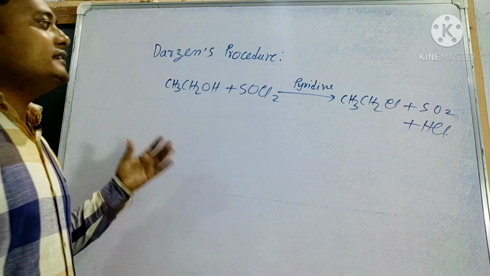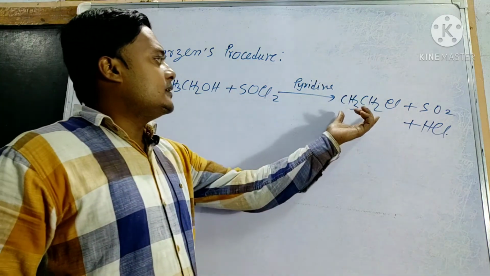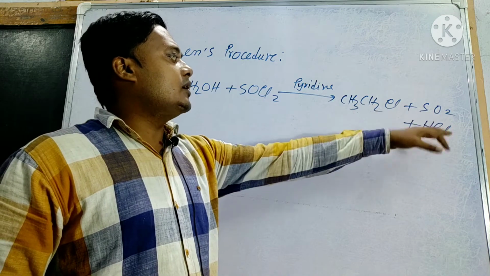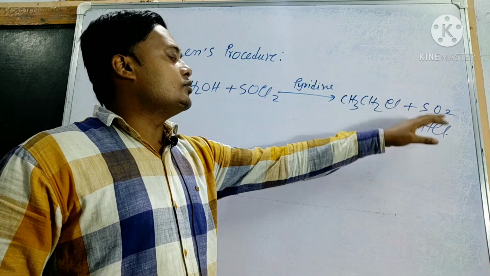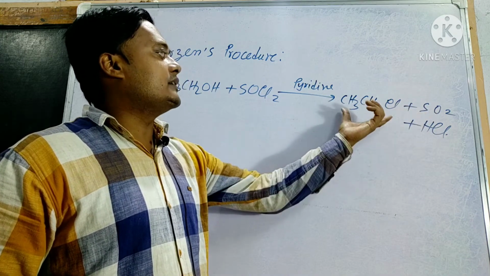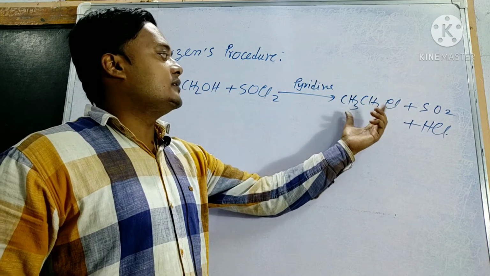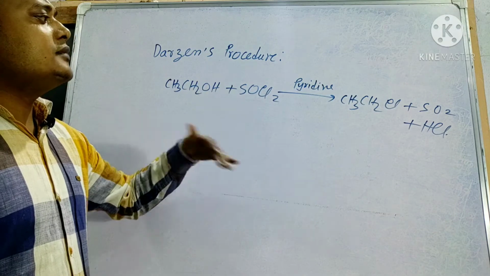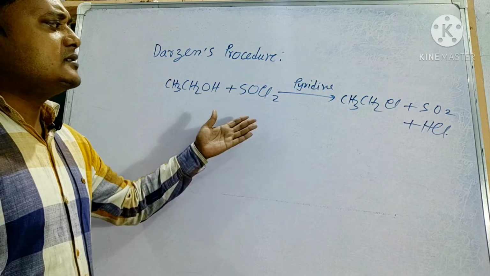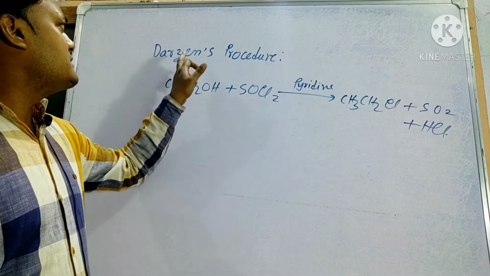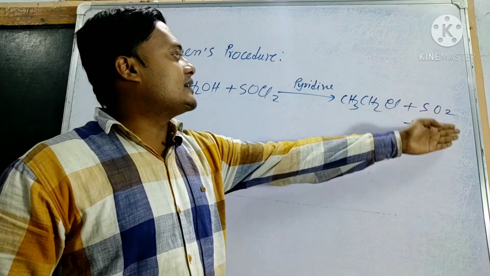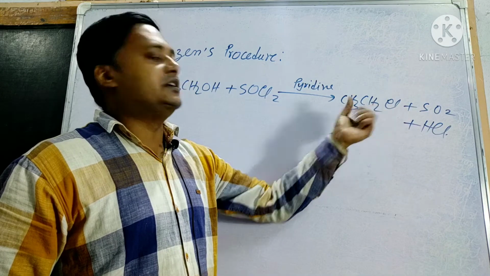Now what is the advantage of this? Now see, that ethyl chloride is a liquid, but the other two are gaseous byproducts. So we can easily separate out the main product. That is the advantage of Darzens procedure. There are many chlorinating agents, PCl3, PCl5, but what is the advantage of Darzens procedure? Byproducts are gaseous, main product is liquid.